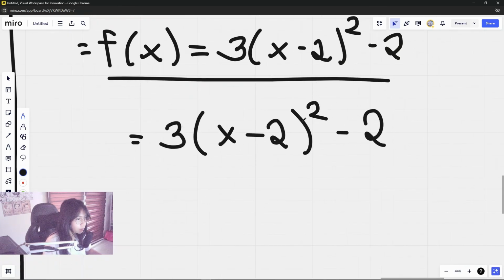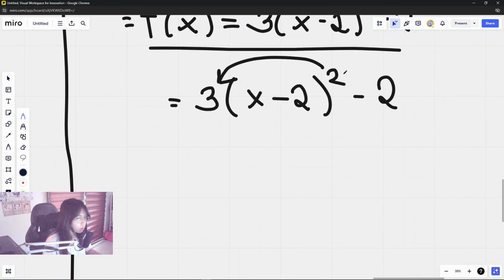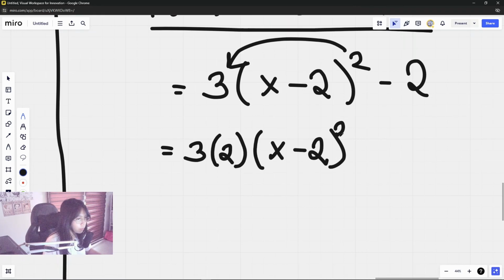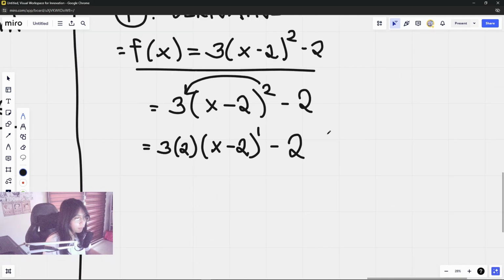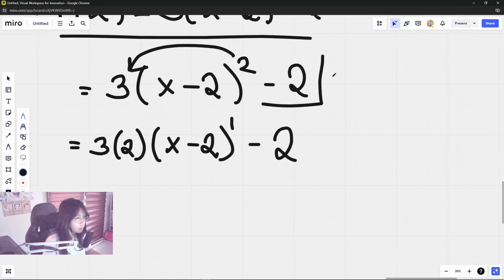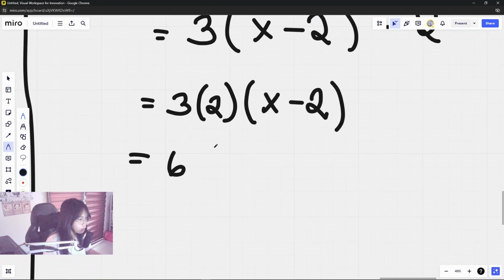Nakita natin na may power tayong 2. So, sa power rule, ang gagawin mo is ibababa mo siya dito. And then, magma-minus 1 ka doon sa power. So, magiging ito siya. 3 times 2 times x minus 2. Then, 2 minus 1 is 1. Ilagay natin yan para hindi ka malito. And then, sa rules of differentiation, kapag meron kang constant, ang derivative niyan is 0. Again, so, solve na. So, 3 times 2 is 6. And then, copy.